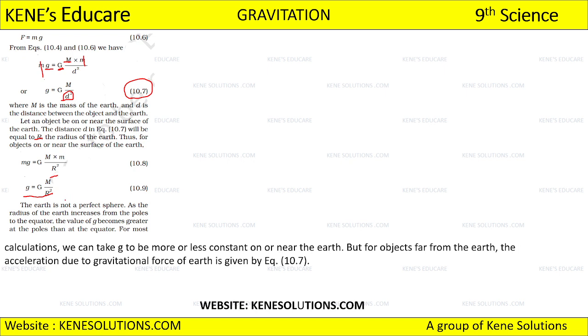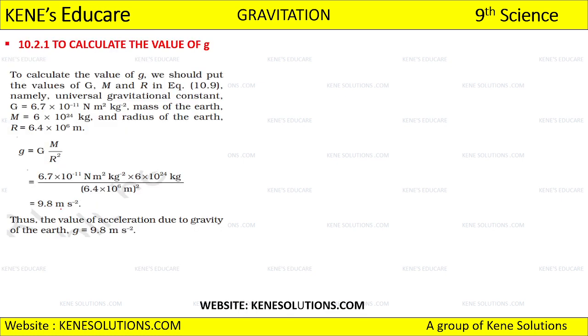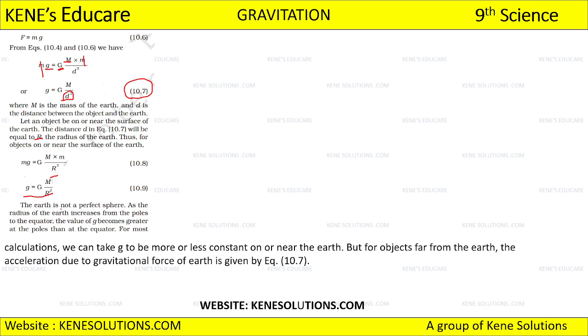Now we know that the earth is not a perfect sphere, right? Do you think the earth is a perfect sphere? No. As the radius of the earth increases from poles to equator, the value of g becomes greater at the poles than at the equator. For most calculations, we can take g, acceleration due to gravity, to be more or less constant on or near the earth.